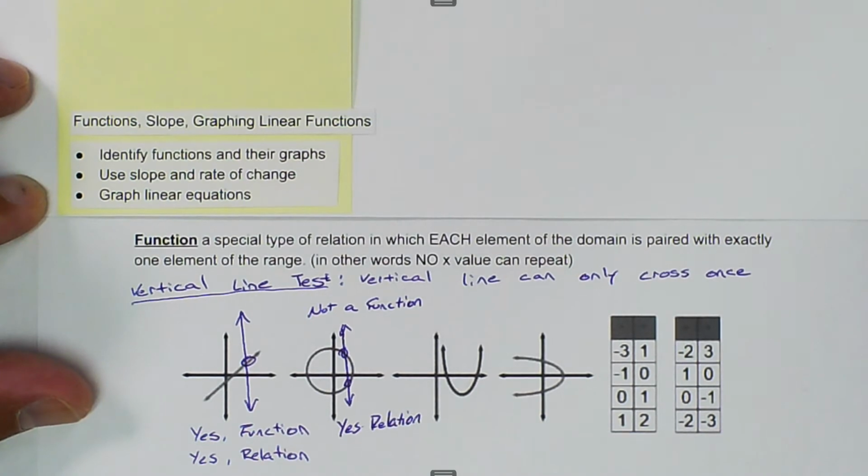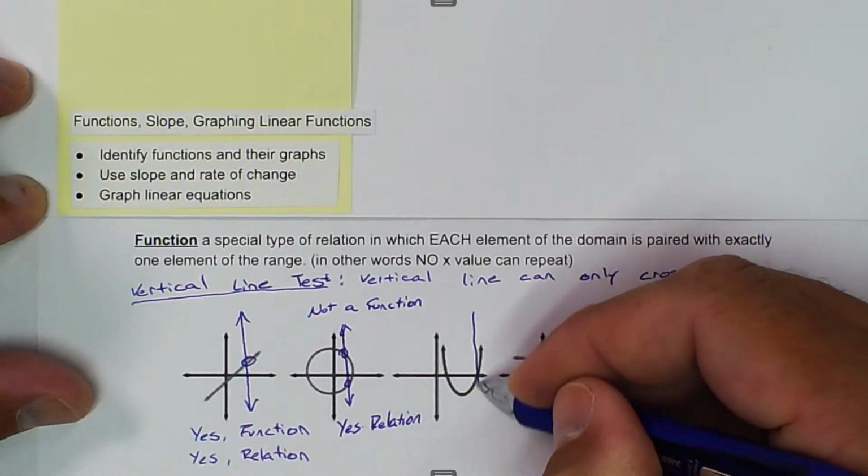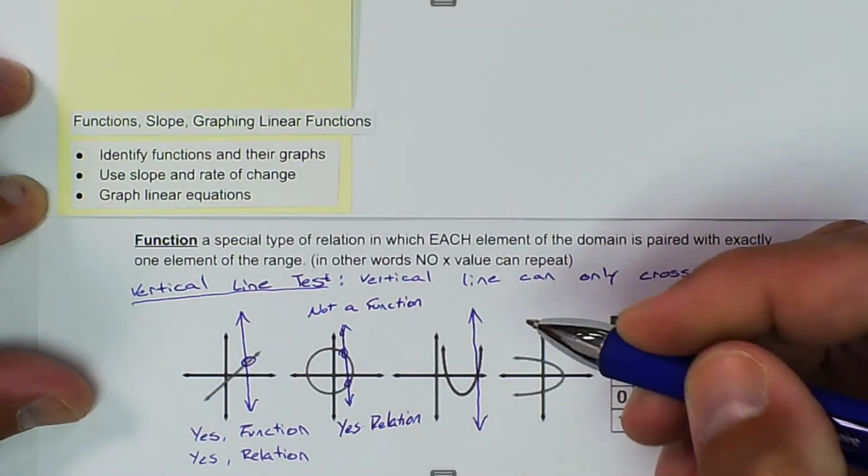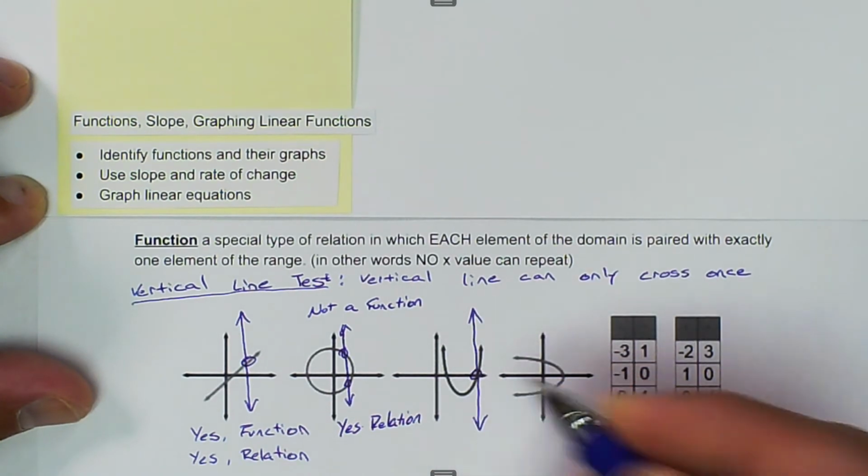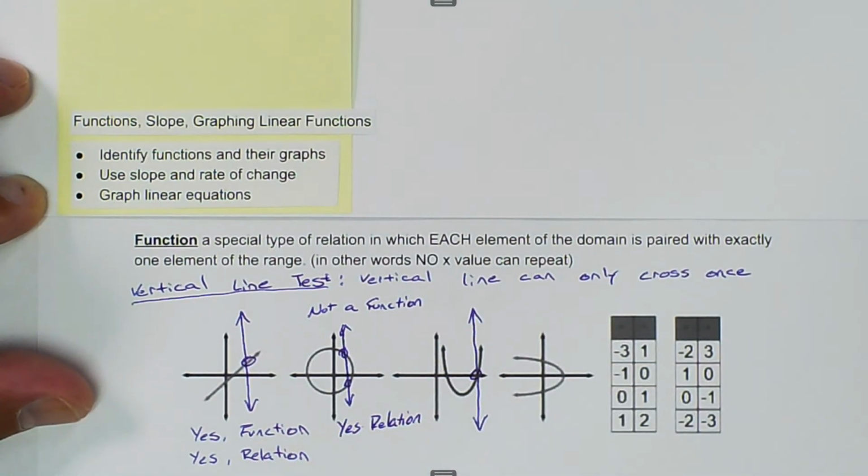Then we look at our next one, and we have another vertical line. And anywhere we draw this, this vertical line is only going to cross the graph once. So yes, this is a function. And yes, this is a relation as well.